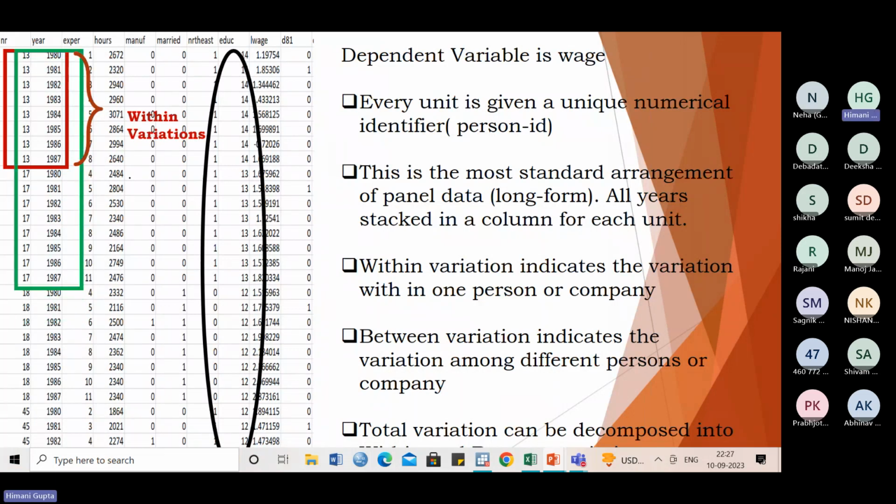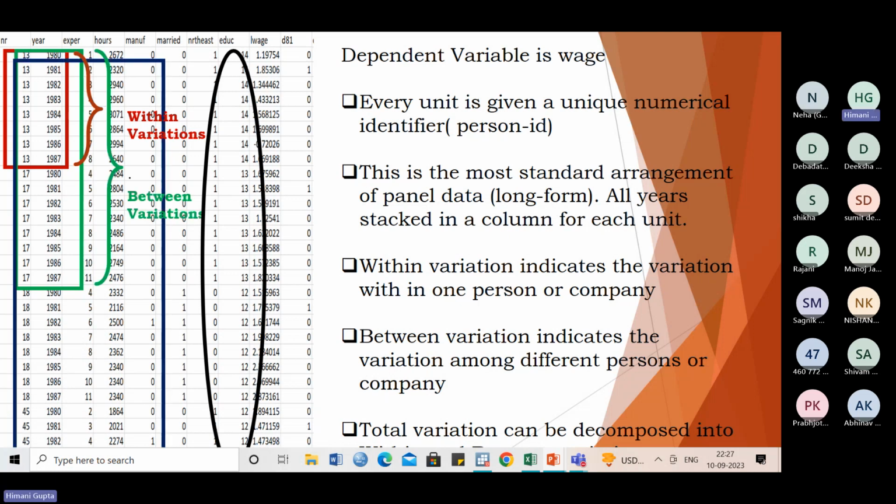If I'm taking two or three variables, this will be named your between variations. And if you take overall, it will be your total variations. And your education. Over here, I've taken the example of Northeast. That means these are the people. I have taken the data for 13 individuals.